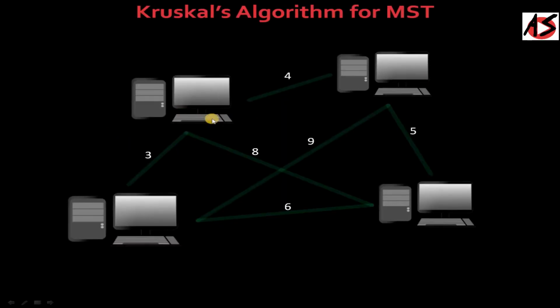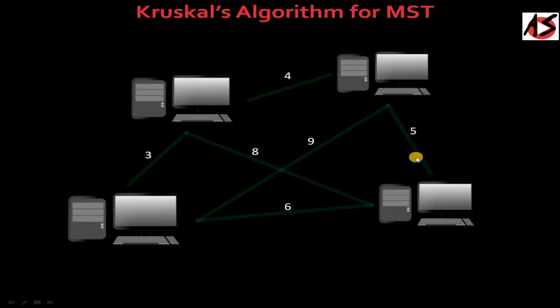Here, if you want to connect the computers using cable, we can use the minimum spanning tree. So we will get the least cost of cable. For that, we are required to select the edges with minimum weight. For that, we can use Kruskal's algorithm. That is a greedy algorithm, so it will take the immediate benefit for the selection of edges.